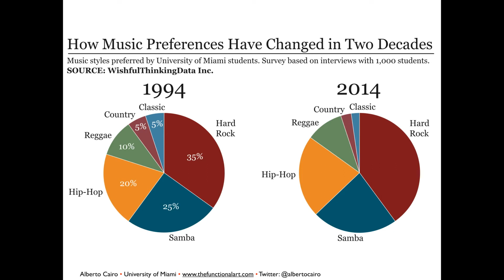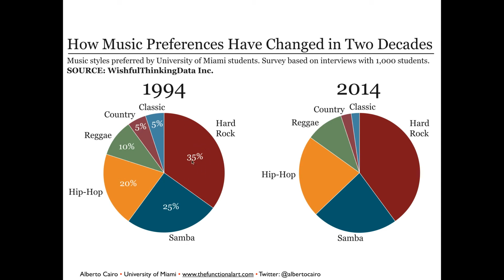It's based on fake data, but I have seen examples like these over and over again throughout the years among my clients. So imagine that you conduct a survey in 1994 and you conduct the same survey in 2014. You ask a group of people, for example, students from the University of Miami, what is their preferred music style? If they only had to choose one music genre, what would that music genre be? And you get these results in 1994.